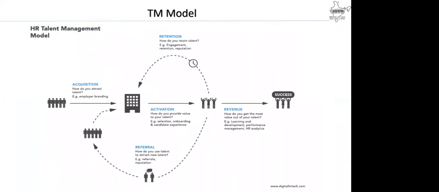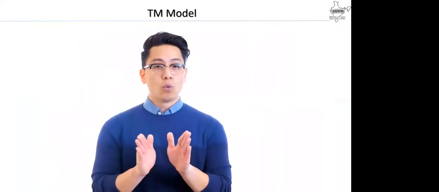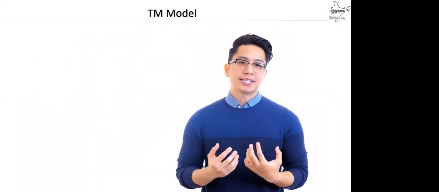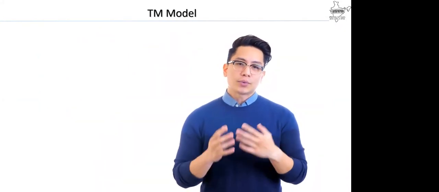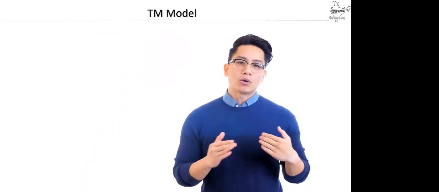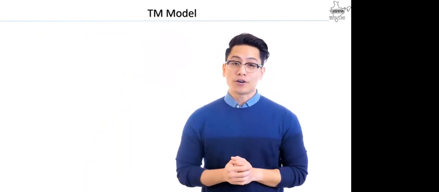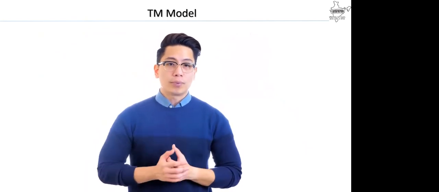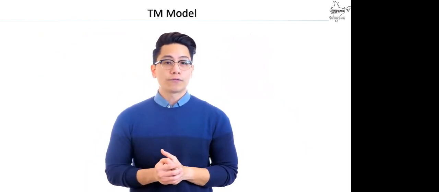Let me walk you through the 5 steps that every employee goes through in this talent management model. 1. Acquisition. Acquisition is all about attracting potential candidates to your organization. In the recruitment world, this is referred to as employer branding. Key questions to be answered in this phase are: how will your candidate get to know you? How will you increase your employer branding so that people will want to work for you?